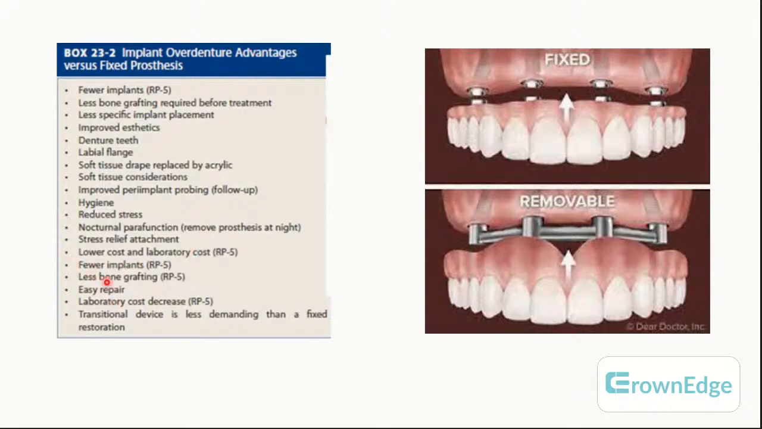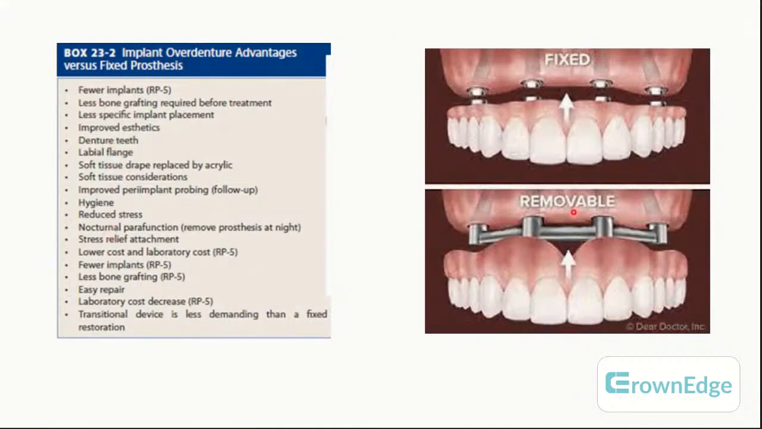It's easier to repair. But then fixed is always fixed. Patients always want something that is less difficult to remove, place, clean, and place back in the mouth. They don't want all that headache. So for them, we usually give a fixed prosthesis. Fixed is better from a patient point of view, and from our point of view, because of reduced stresses on the implants, easier to fabricate, lesser bone grafting, and lesser implants required.